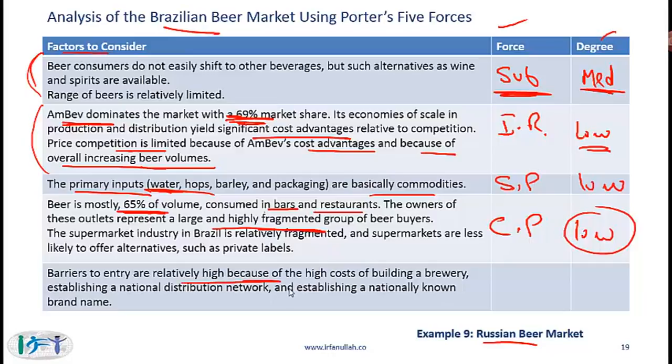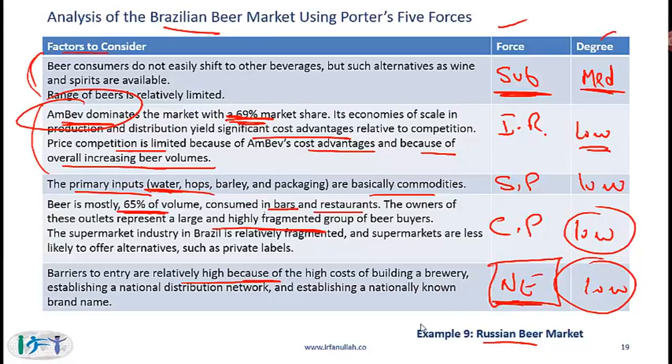Barriers to entry are relatively high. So this is the threat of new entrants. So that is also low. So what does all this say about the pricing power and the return on invested capital for the company that we are studying? The pricing power is high and the ROIC is high given this competitive analysis. Now, what you can then do is look at the UK example and then the Russian market.